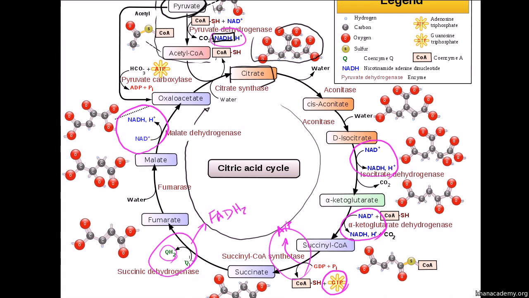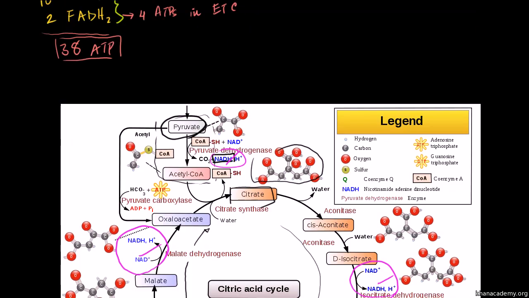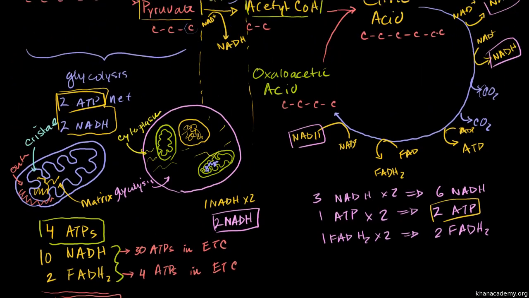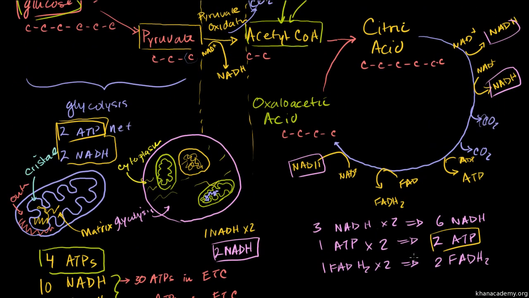FADH2 gets produced. So as promised, for each pyruvate that inputted, remember, we're going to do it twice. For each pyruvate, we produced 1, 2, 3, 4 NADHs. We produced 1 ATP and 1 FADH2. And that's exactly what we saw up here. I'll see you in the next video.